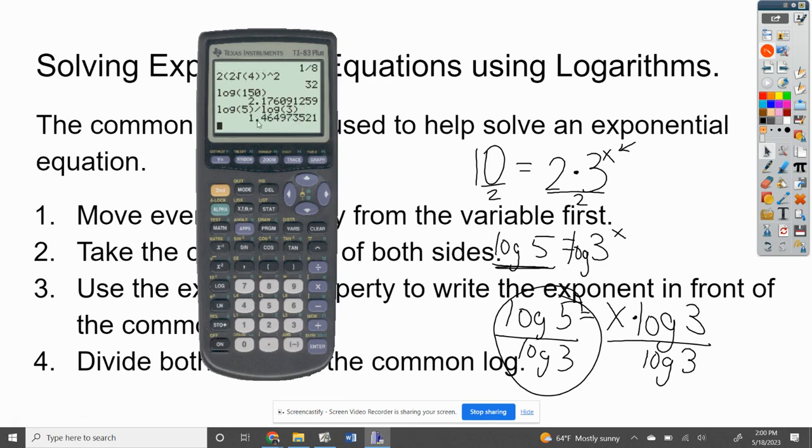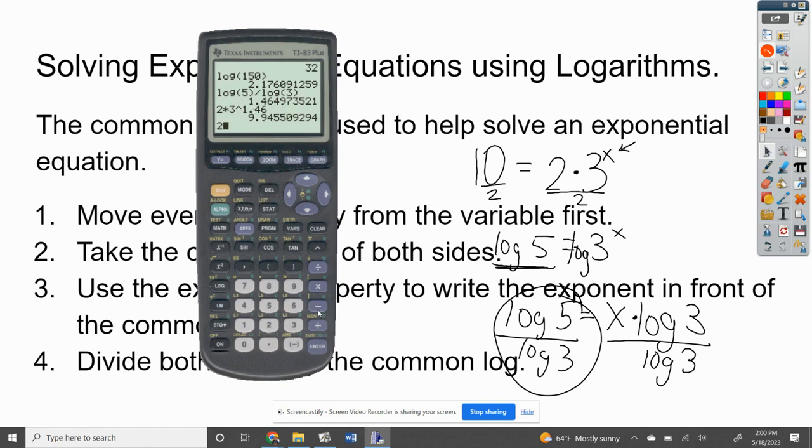We do have to round it, so we don't have an exact answer. This is rounded. We can just round to 2 decimal places and say that x is equal to 1.46. Okay, and if I test that out on the calculator, 2 times 3 to the power of 1.46, it should be really close to 10. You can see I rounded that, so it's really close.